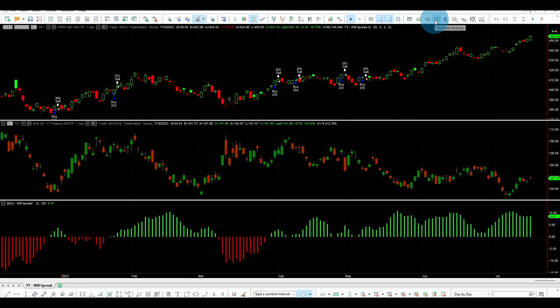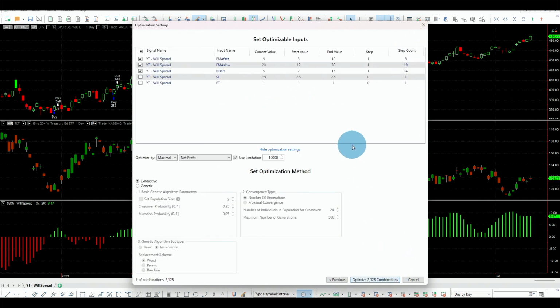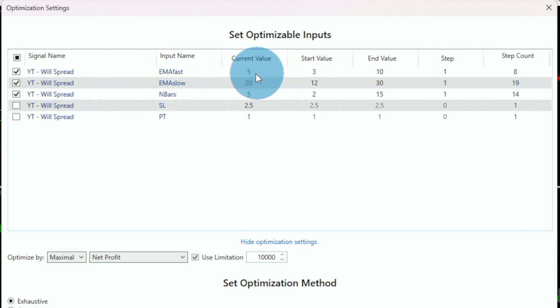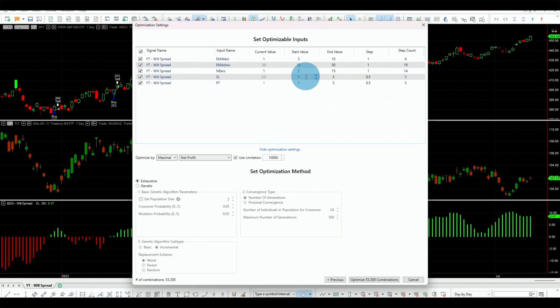Okay, so now I'm going to run an optimization to see the best numbers that we can get. Remember, the fast exponential moving average is 5. I will set it between 3 and 10. The slow is 20, and I will set it between 12 and 30. The number of bars to exit between 2 and 15, and I will switch on the stop loss 1 and 3, profit target 1 and 3 instead of 0.5. Remember, the stop loss and profit target are a multiplier of the average true range. So that should give us about 53,000 combinations. And let's run and see the results.